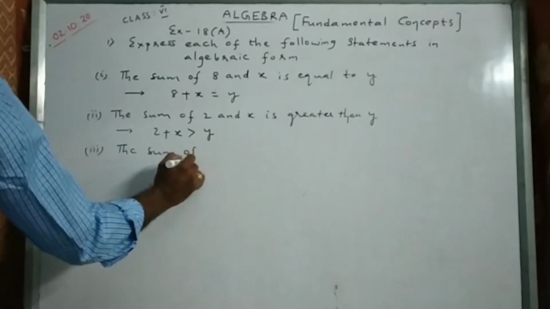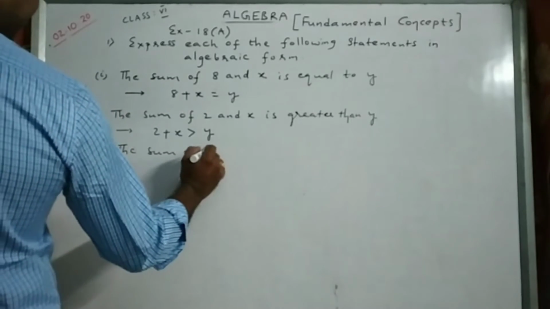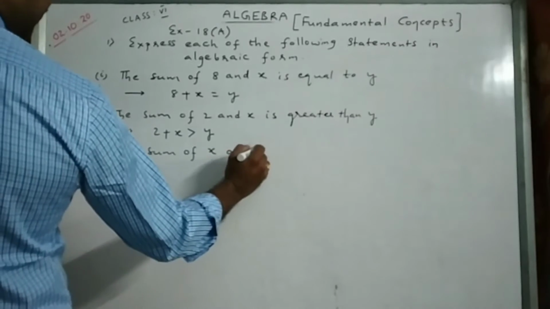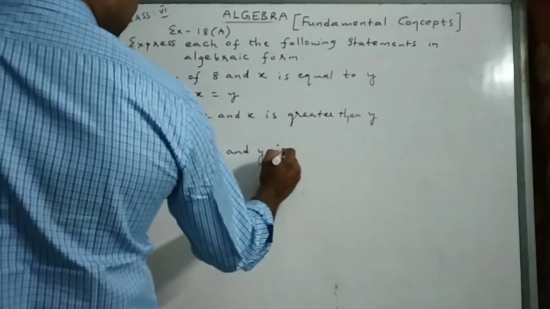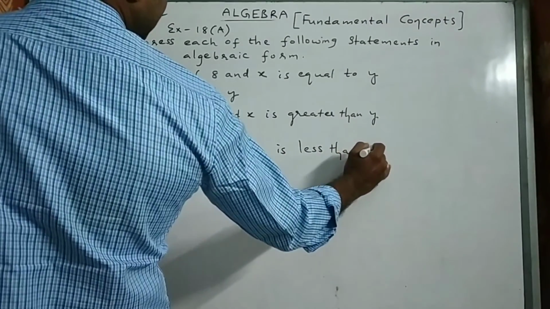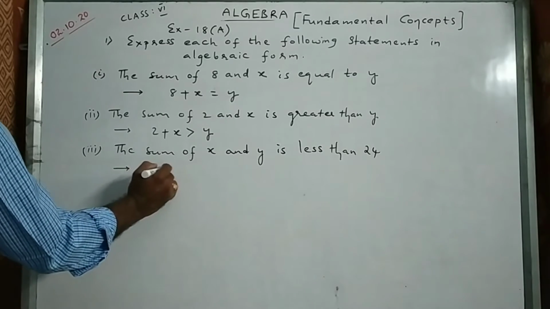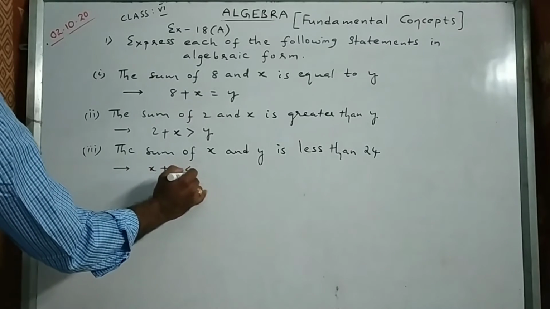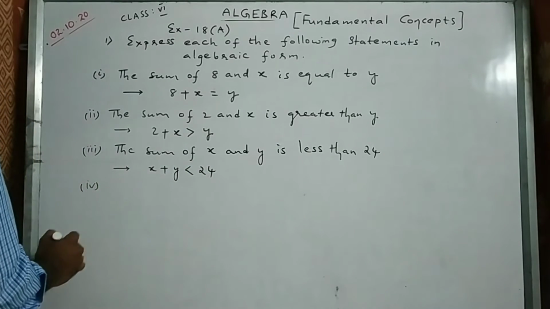The sum of, these are the basic concepts. The sum of x and y is less than 24. Read correctly and write it. How do we write this? Sum of x and y means x plus y is less than 24. Symbolically we must write. Okay.